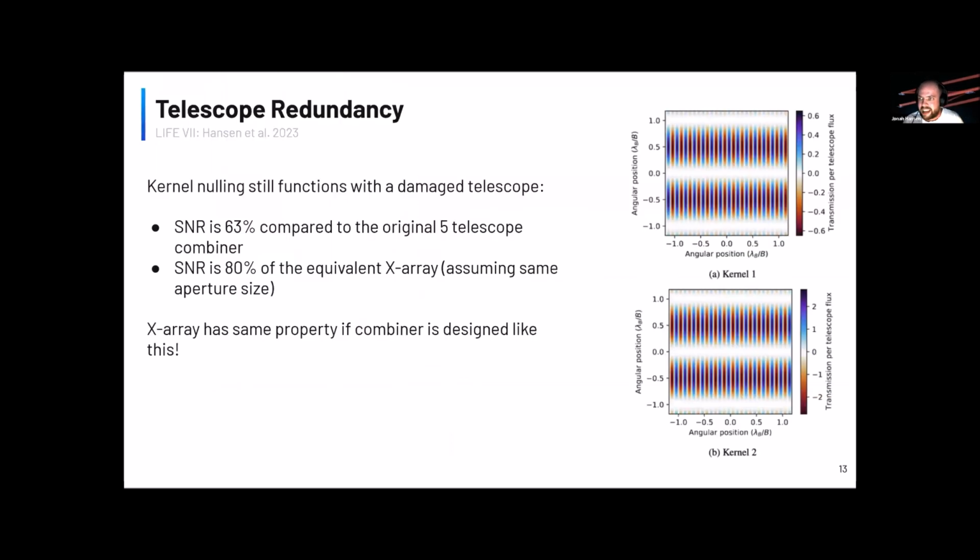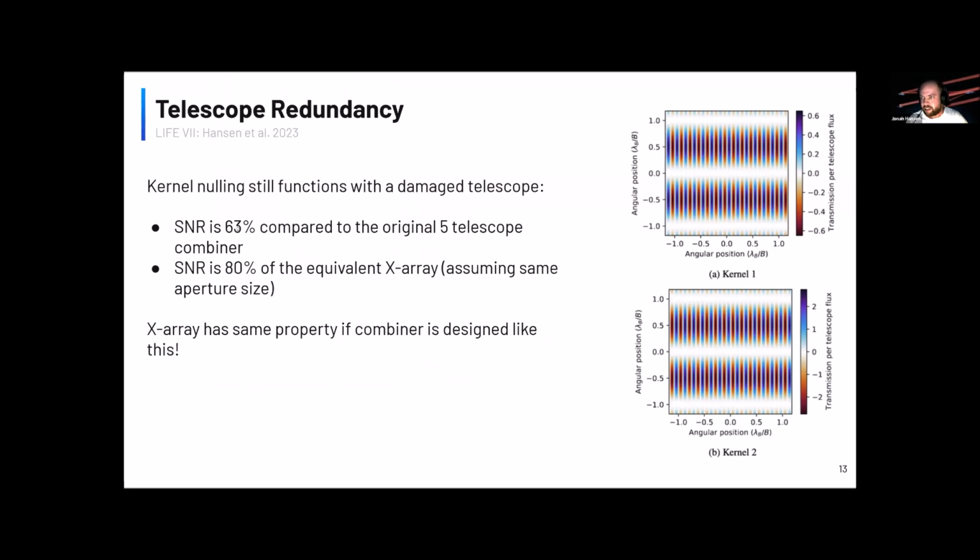Now, when we were looking at this design, we stumbled upon something that's kind of cool. And that is that one of your telescopes can actually be, I don't know, hit with a meteorite or something like that, go down, and you're still able to have it function as a kernel nulling beam combiner. More or less, maybe if you have enough fuel, you can move your telescopes into a rectangle, and suddenly you have an X-ray again. We ran some calculations.